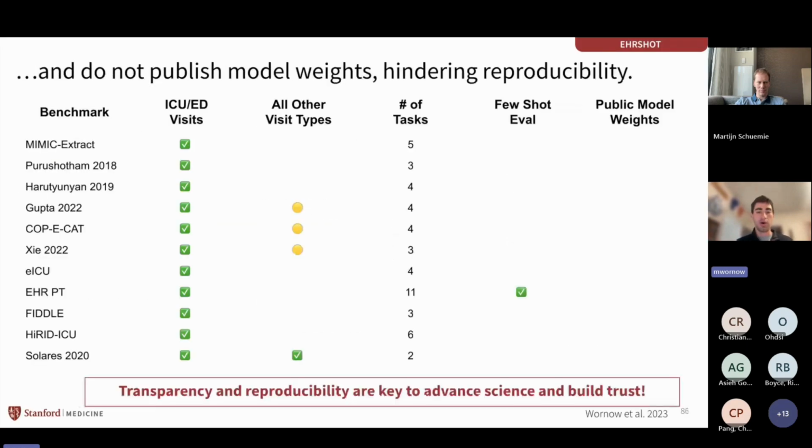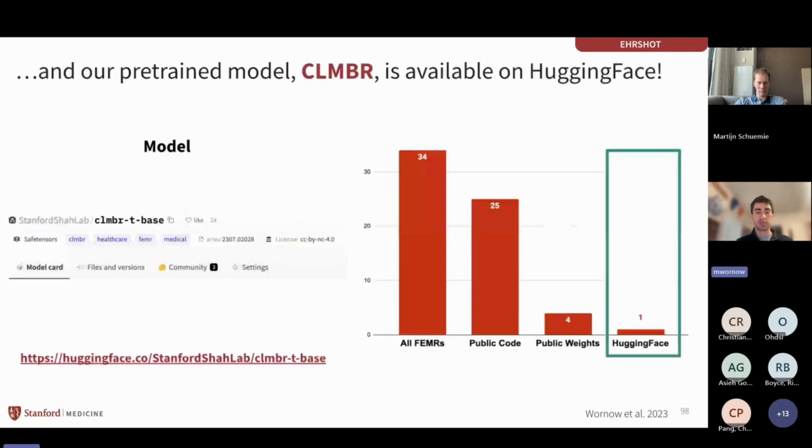I'm going to skip all the way to the end because this was some great work with Ethan. We actually published Climber on Hugging Face, which was the first effort of its kind. So now there's one femur on Hugging Face, and that's Ethan's model. It was trained on about 3 million patients at Stanford Hospital using the OMOP CDM format. It's available on Hugging Face for anyone to download right now with correct permissioning and approvals.